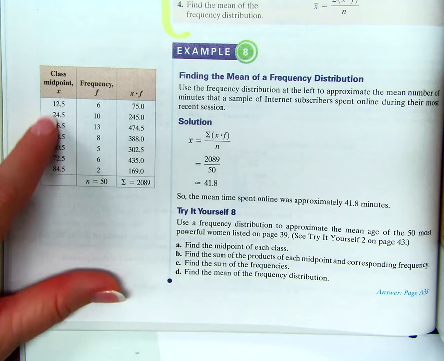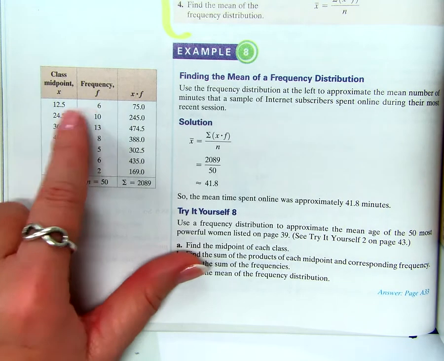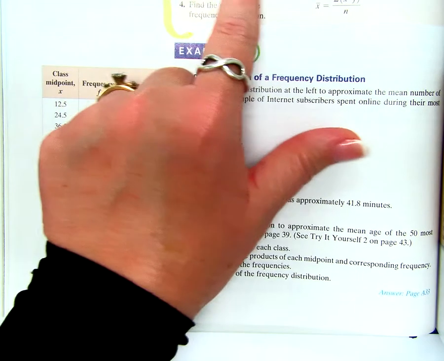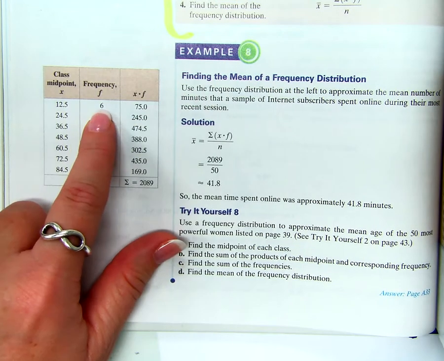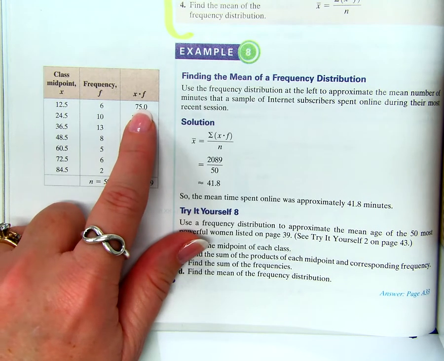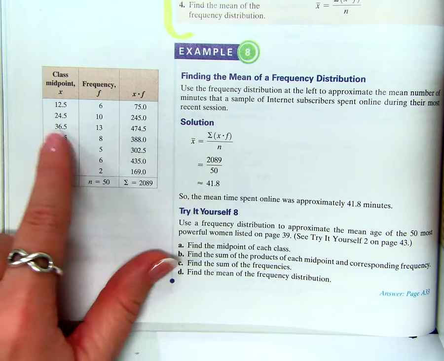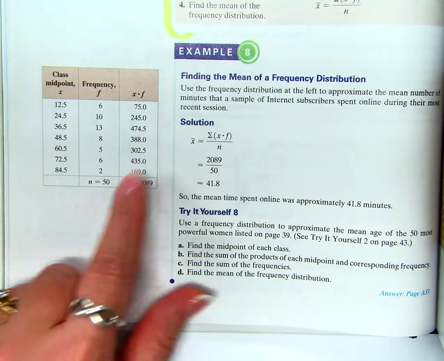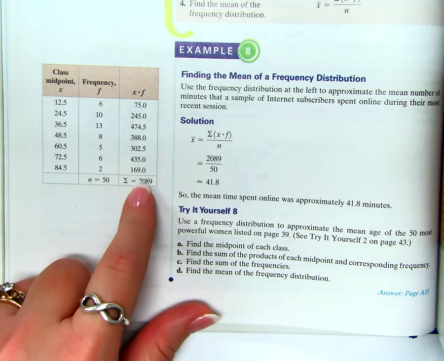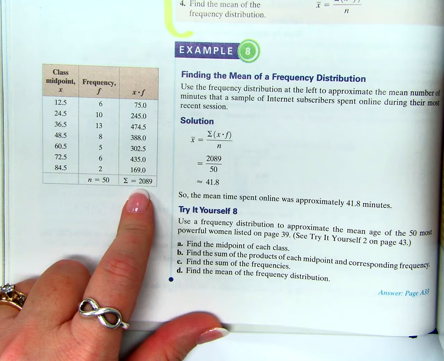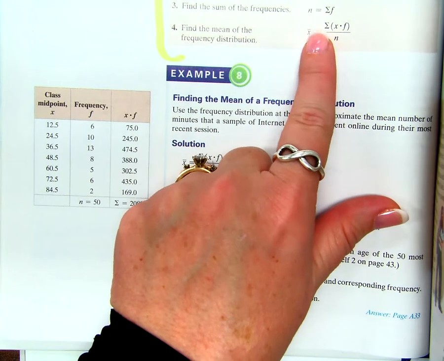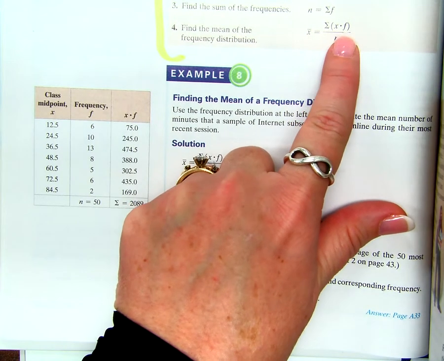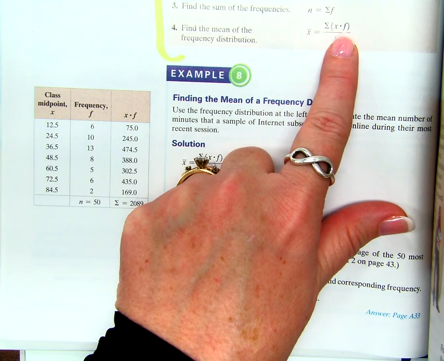So if we have a class midpoint and a frequency, the first thing I do is, I already found the midpoint, so then I find the sum of the products. So I multiply these two to get this. Multiply these two to get this. Multiply these two to get this, and so on. And then what do I do with this column? I add it together, right? So that is my, let me slide this down. That's my sum of my midpoint and my frequency. Yes?